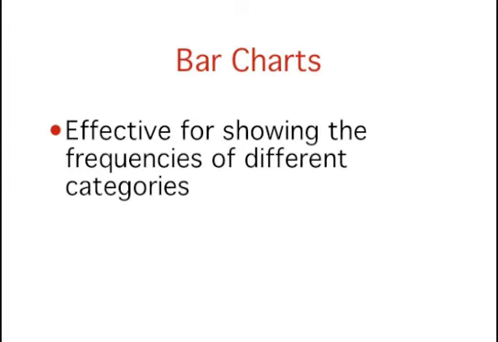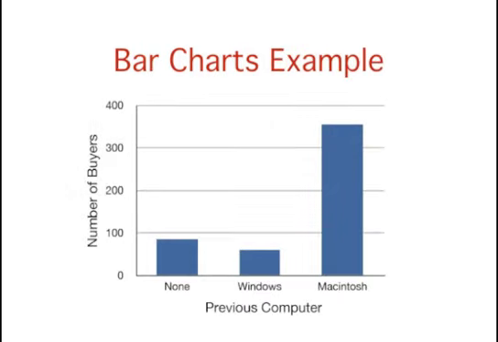In the section on qualitative variables, we saw how bar charts could be used to show the frequencies of different categories. For example, this bar chart shows how many purchasers of iMac computers were previous Macintosh users, previous Windows users, and new computer purchasers. Here, the bar chart shows the frequency of each category of iMac purchasers. As you can see, just over 350 were previous Macintosh users, about 60 were previous Windows users, and about 75 were new computer users.